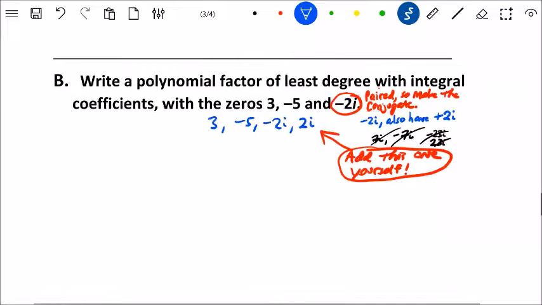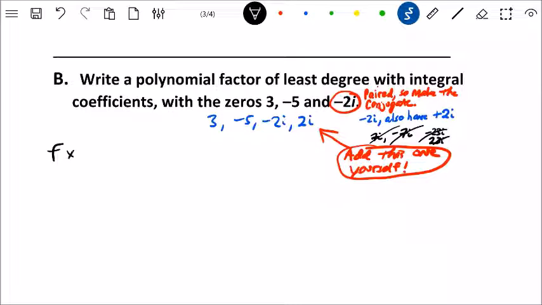So now let's turn those into a polynomial. The function of x is equal to x minus 3, because we have to use the opposite sign. x plus 5, the opposite sign. And it's minus 2i, so it's x plus 2i. And then we have x minus 2i.